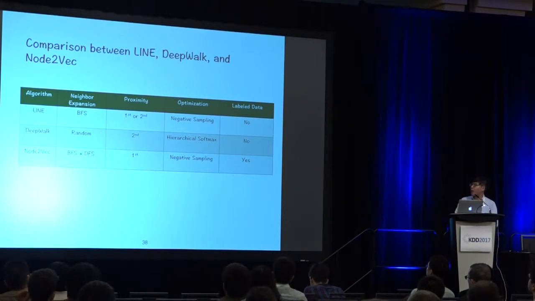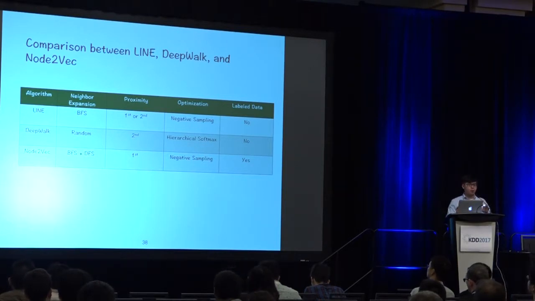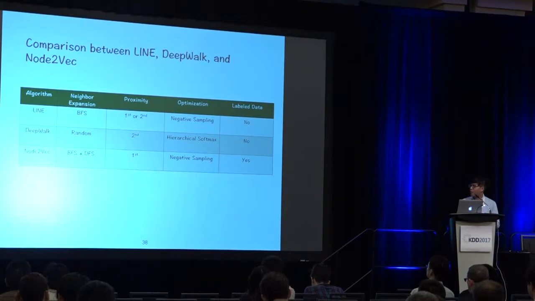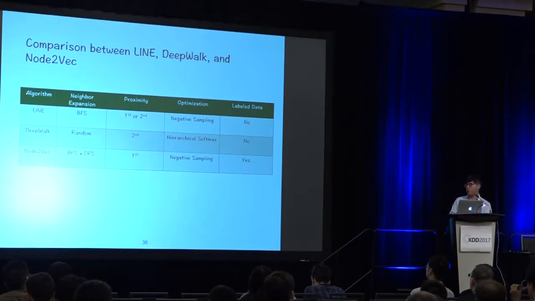In terms of optimization, for both LINE and node2vec, negative sampling is used, and DeepWalk uses hierarchical softmax. In practice, if we have a really large network, negative sampling is usually much faster and also effective. But if we have a small network, hierarchical softmax can be more effective, especially for nodes with small degrees. That's the difference between hierarchical softmax and negative sampling. In terms of labeled data, both LINE and DeepWalk don't require labeled data, but node2vec requires labeled data because it needs them to find the optimal parameters p and q, which balance the breadth first and depth first search strategies. So that's basically a systematic comparison between the three models.